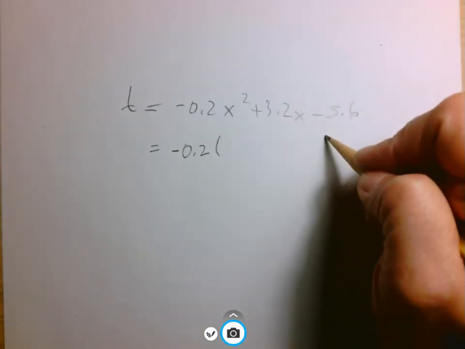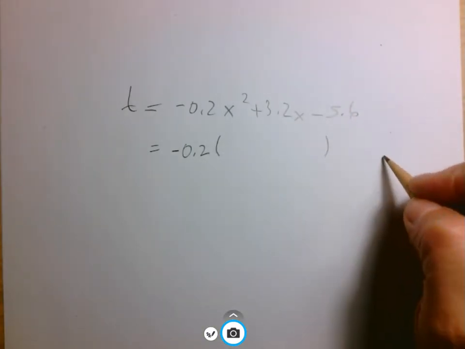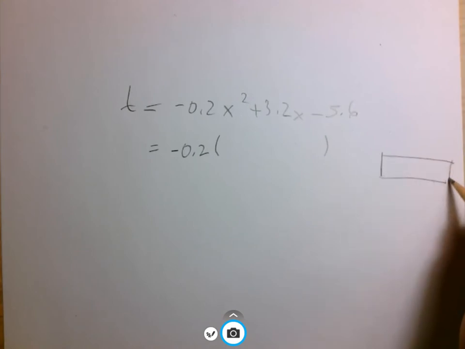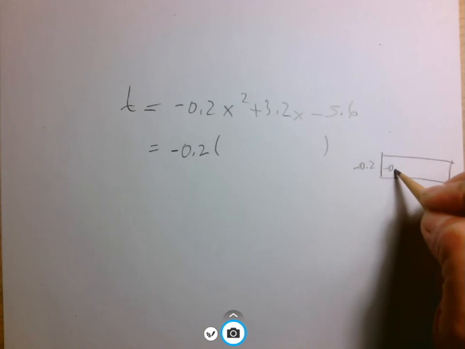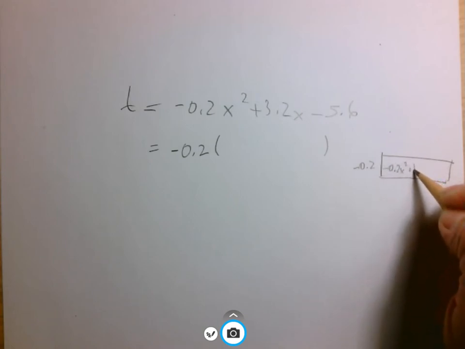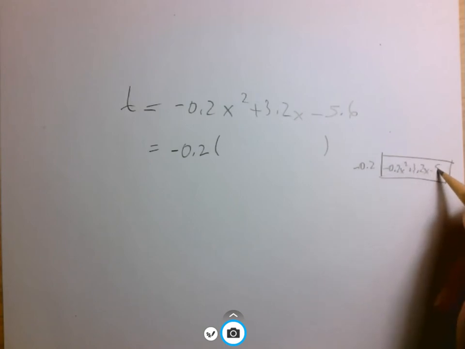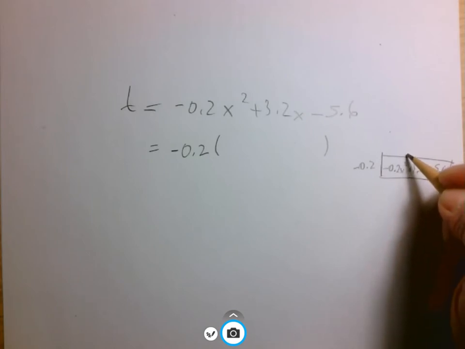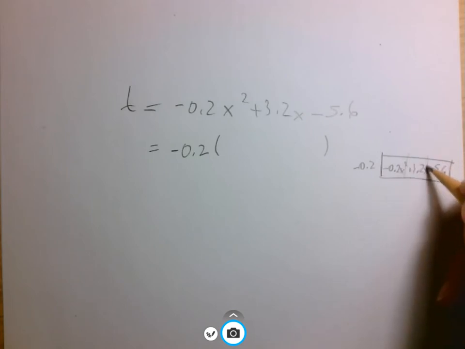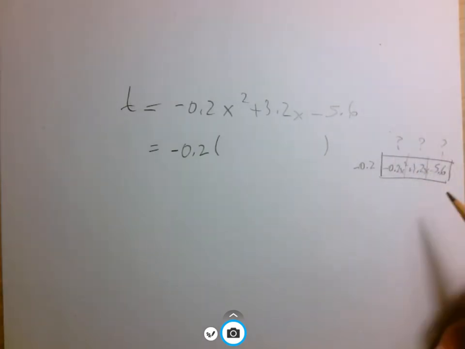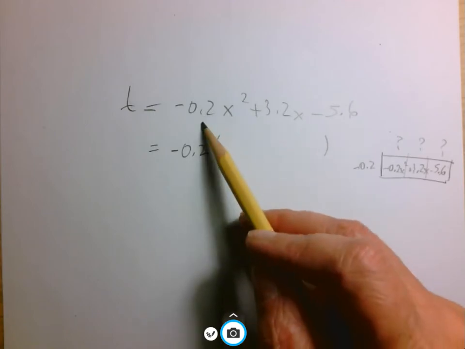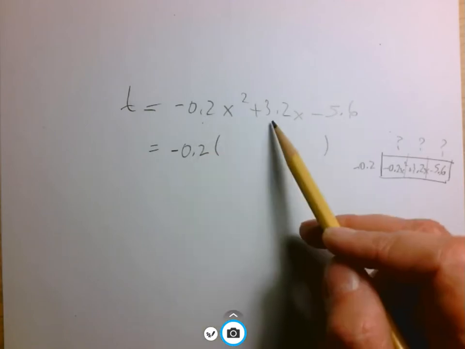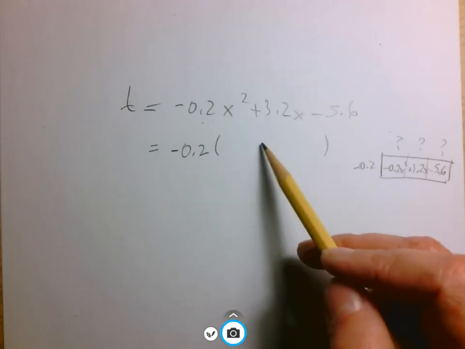Now, for this part, you could use the window method, right? So here's your window method, or the area model, where you have negative 0.2 here, negative 0.2x squared plus 3.2x minus 5.6, and think about what would have to go in each of these spots here. If you don't use the window method, you can just factor it out by saying I'm going to have to take out a negative 0.2. And now, what is that going to leave for each of these parts?